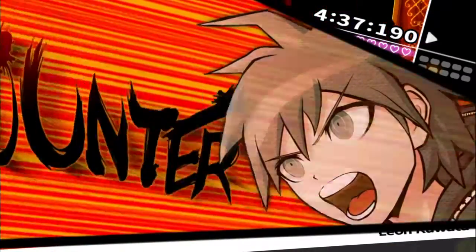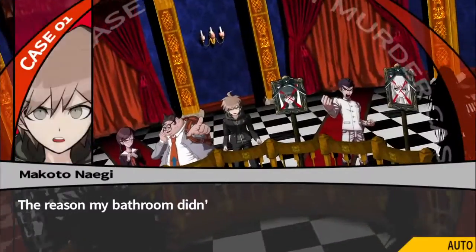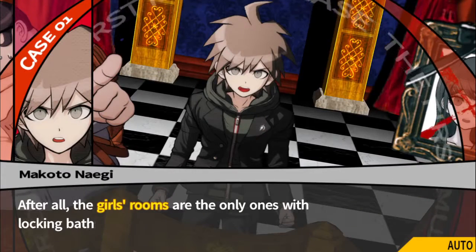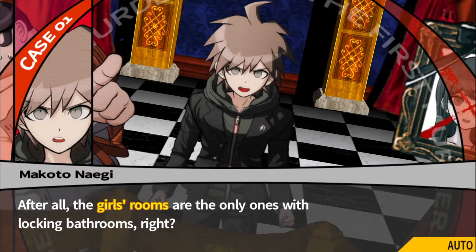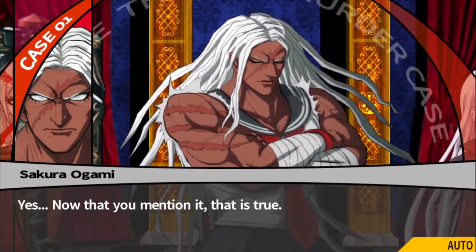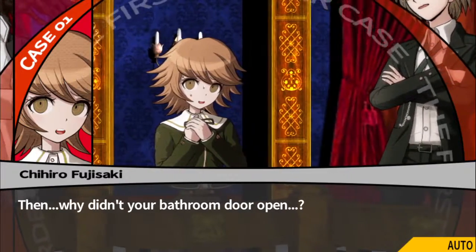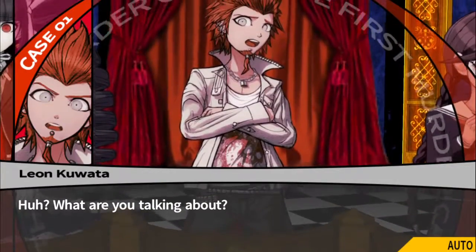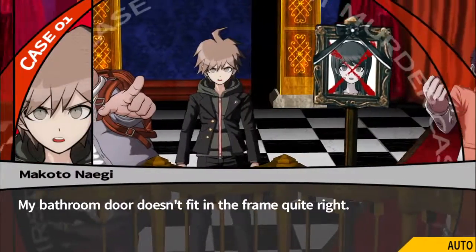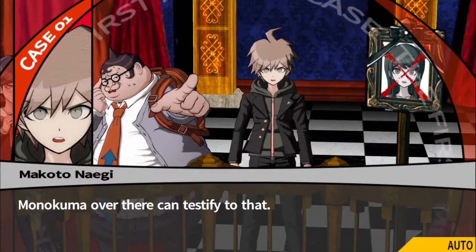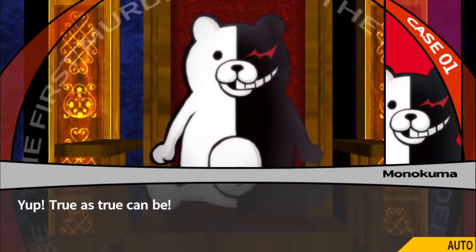No, that's wrong. The reason my bathroom didn't open wasn't because it was locked. After all, the girls' rooms are the only ones with locking bathrooms, right? Yes, now that you mention it, that is true. Then why didn't your bathroom door open? Because it was stuck. Huh? What are you talking about? My bathroom door doesn't fit in the frame quite right. Monokuma over there can testify to that. Yup, true as true can be.